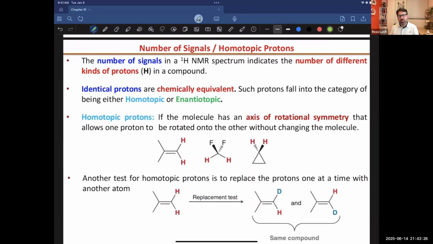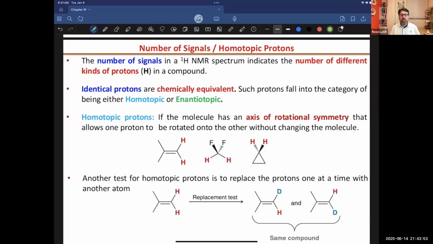If the hydrogen atoms are chemically equivalent, they will give you one signal. If not, they will give you different signals. So hydrogen atoms that are chemically not identical will give you different peaks. But what will happen if they are chemically equivalent? They will give you one peak.